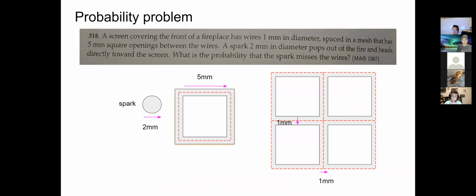It will miss when it hits the wire. Say that again. It would miss when it hits the wire. When the spark hits the wire, it will be missed. Wait, no, sorry, I read the problem. So we want to explain this in math, right? How do you define inside? How do you define miss? So 5 times 5 is 25 square millimeters.